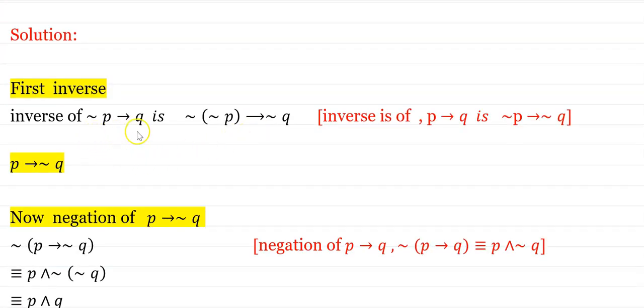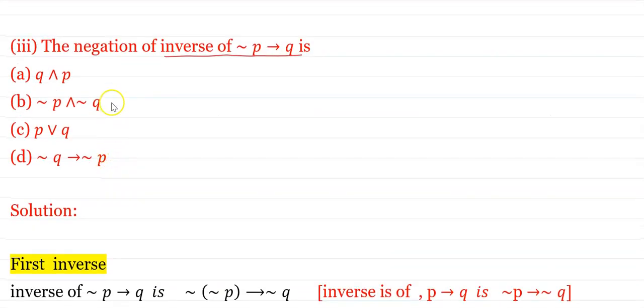मग याचा inverse find out करणार. मग inverse कसा find out केला जातो? Inverse of P implies Q means what? Negation of P implies negation of Q. म्हणजे आहे त्या स्टेटमेंटला आपल्याला negation apply करायचं आहे. That is the negation of P implies negation of Q. Now negation of P is original statement implies negation Q.